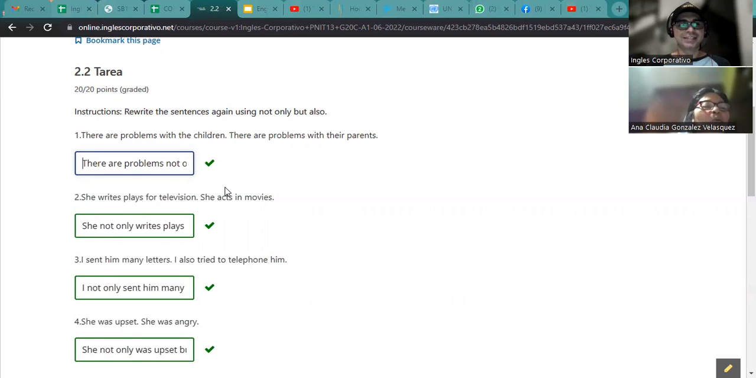Now, the second one, I put it in the chat. She not only writes plays for television, comma, but also acts in movies, period. She not only writes, with an S, right? Because it's third person. So it's not necessary to repeat the subject. No. Oh, I was confused right there. Wow, it's great.